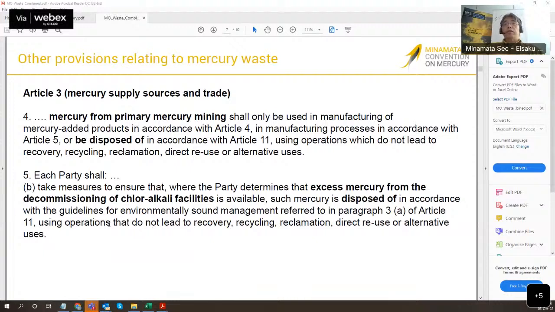There are other provisions relating to mercury waste. For example, Article 3 provides for the disposal of mercury from primary gold mining and also mercury from the decommissioning of chloralkali facilities, and they refer to Article 11.